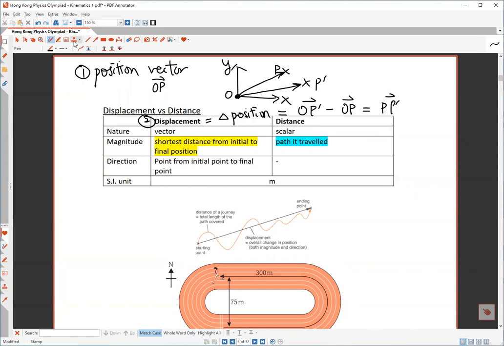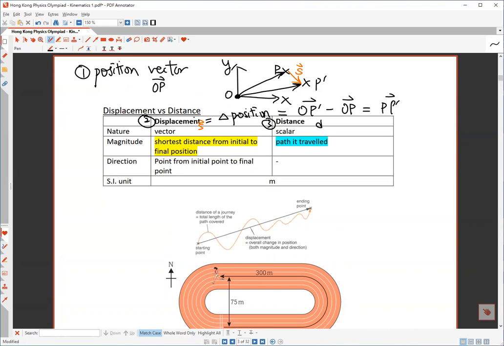So this is a displacement. Sometimes we label it as S. Distance is another thing. This is the third quantity we use to describe the motion. For distance, we use the symbol D.